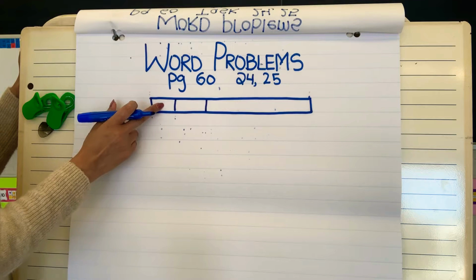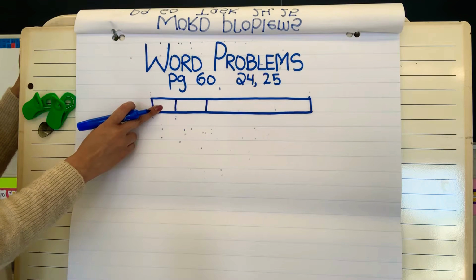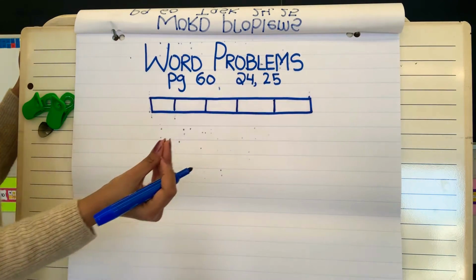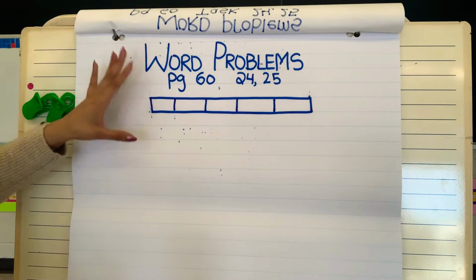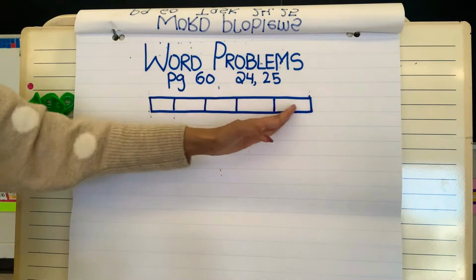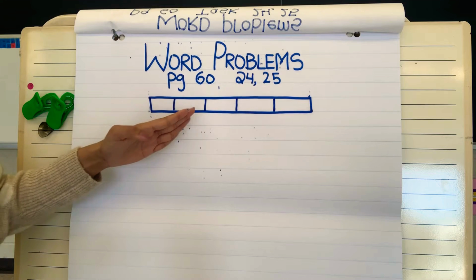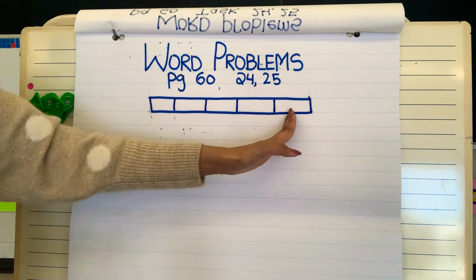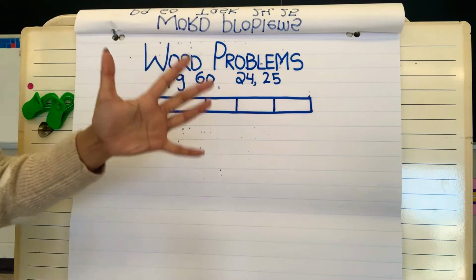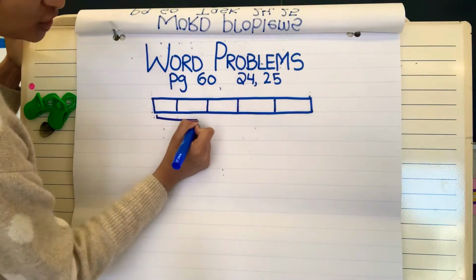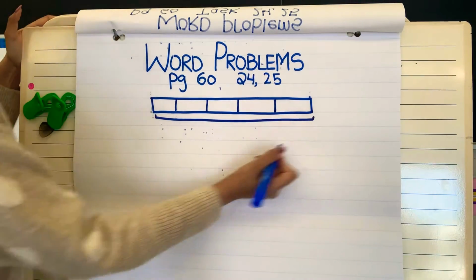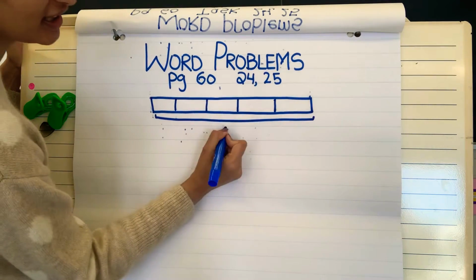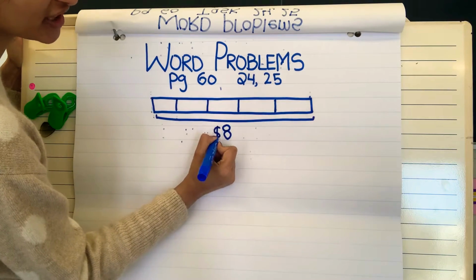So how many equal parts are there? Because Allie bought 5 boxes, each of these is a box. In this kind of model, we call each square a unit. 1 unit, 2 units, 3 units, 4 units, and 5 units. So we know there are 5 units, and all of these 5 units, from the question I just read, we know she bought 5 boxes of cookies and they cost $8 altogether.